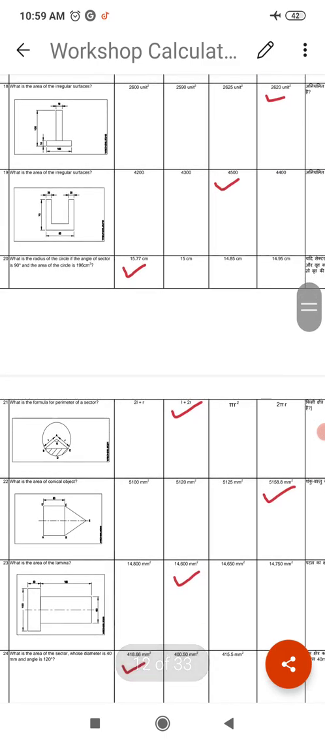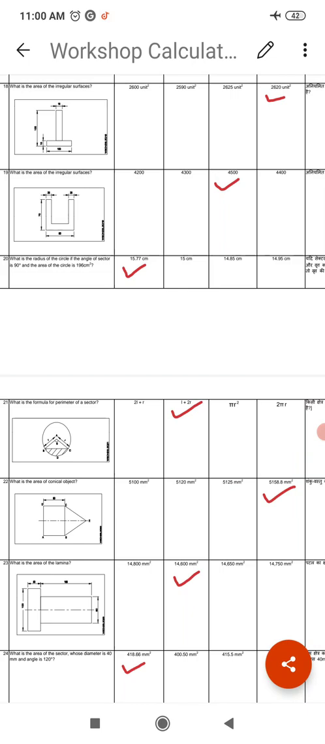Next question. What is the area of the irregular surface? Another figure in the question. Its answer is 2620 unit square. Okay, next question. What is the area of the irregular surface? Another figure shown in the question. Its answer is 4500, option C.